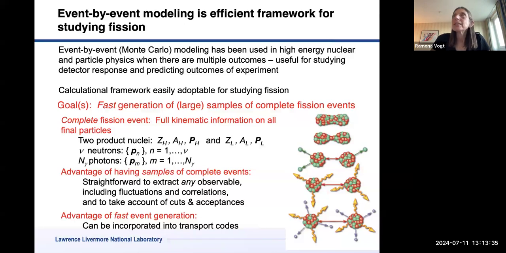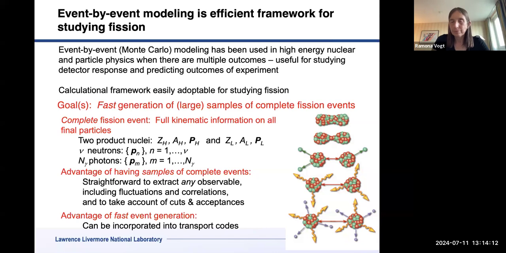And this is because you have a nucleus that breaks up into two different fragments, and the fragments can have different identities, starting from the same nucleus, and they have different energies. The excitation energy gets divided differently, and the neutron emission and photon emission can vary each time. And so Monte Carlo is a nice calculational framework for studying fission as well.